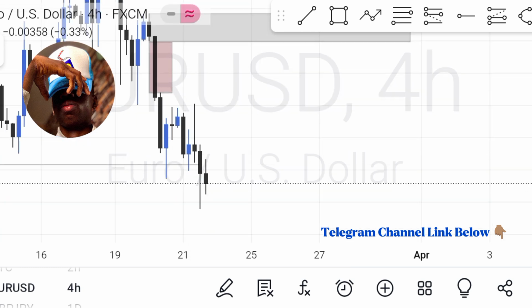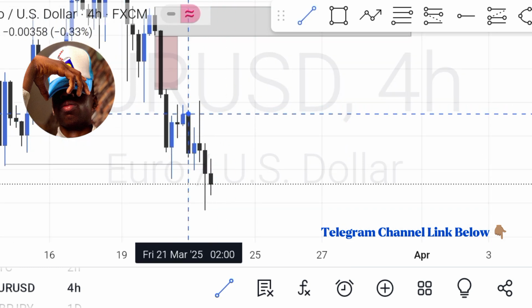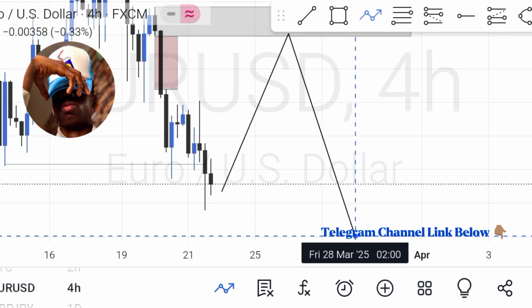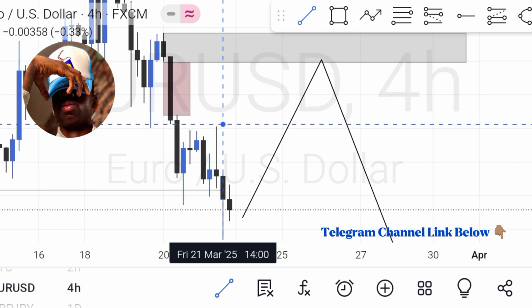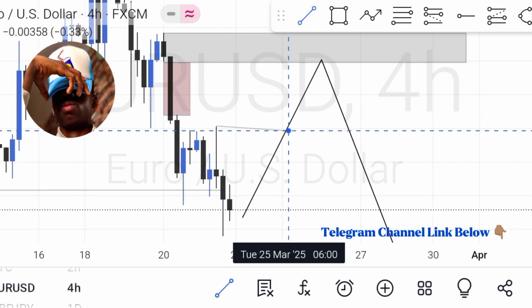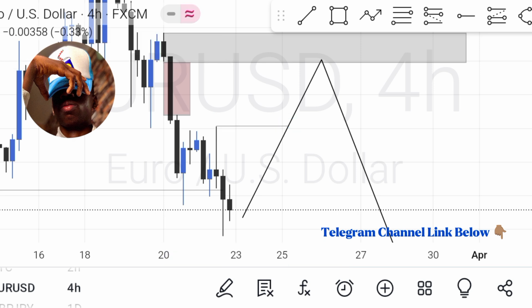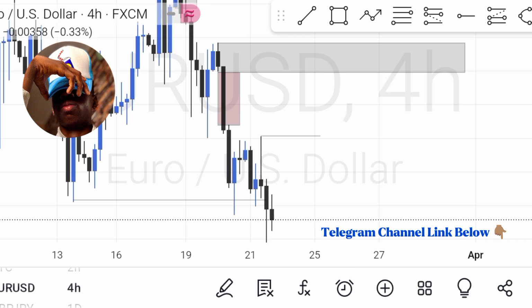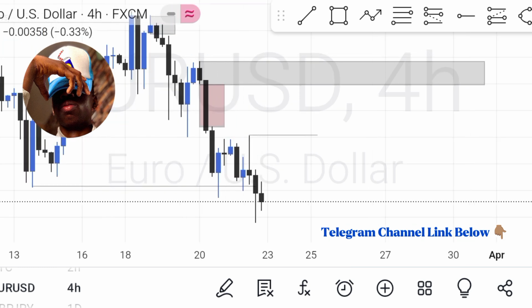And then if price was to start reversing right here to tap this point before heading to the downside, this could be used as liquidity. You understand? Exactly what I said. Market structure, POI, liquidity. Simple. It's very, very simple. Your area of interest is what you need. These are things you won't just see on the internet. This is me basically revealing one of a kind analysis.